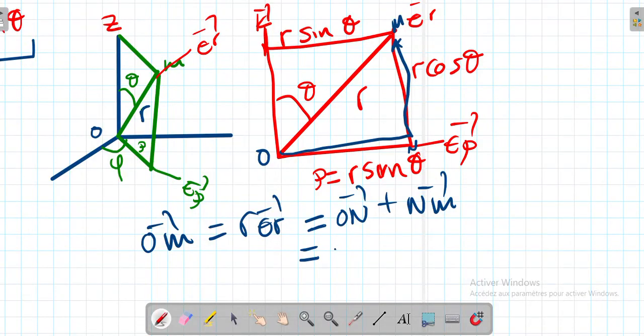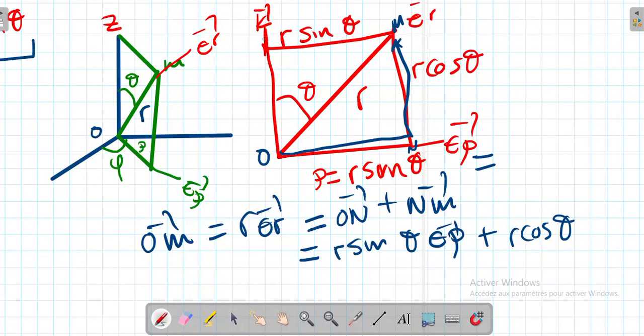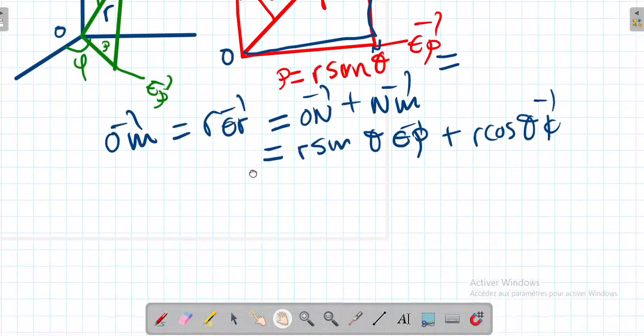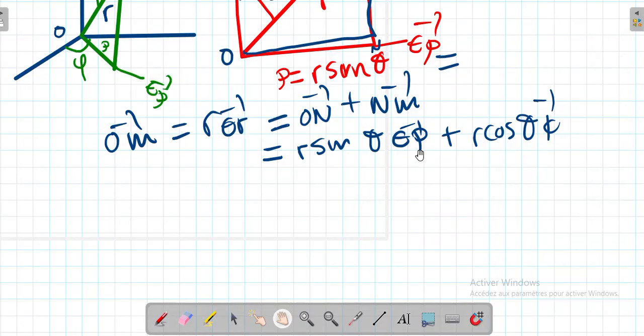ON initially was rho, but now we found that it's r sine theta, in the direction of E rho. Then plus, what is NM? NM is r cos theta, in the direction of K. We said that this length was in the direction of K. This is very important. So what are we finding? We're finding ER as a function of E rho and K.